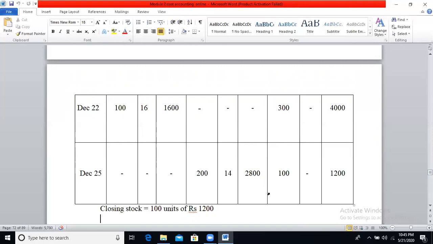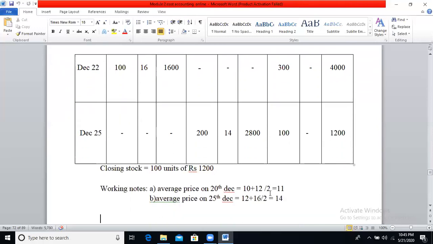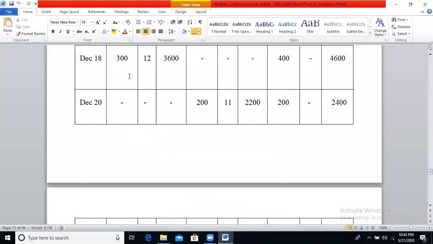So the balance stock will be 100 units of 1200. So I have shown here how you will get 11 and 14 as the average price. You have to see the balance quantity and check which receipts this balance quantity includes. That receipts' average price you have to consider for the issue price.